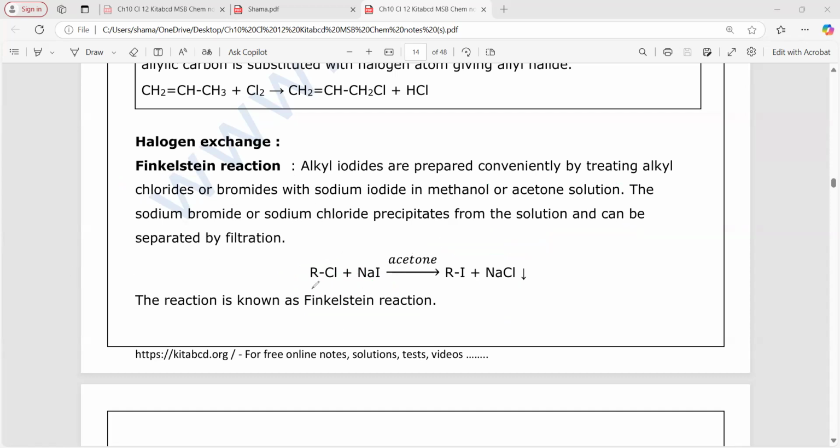Once again, see, alkyl halide and sodium iodide are treated with each other. Exchange of halogen takes place: iodine goes in the place of chlorine, chlorine comes in the place of iodine. This reaction takes place in the presence of acetone. You will get alkyl iodide, and sodium chloride or sodium bromide will be formed. It does not dissolve in an organic solvent like acetone, hence you get a precipitate. So this is a name reaction called the Finkelstein reaction. Got it? Please note down.